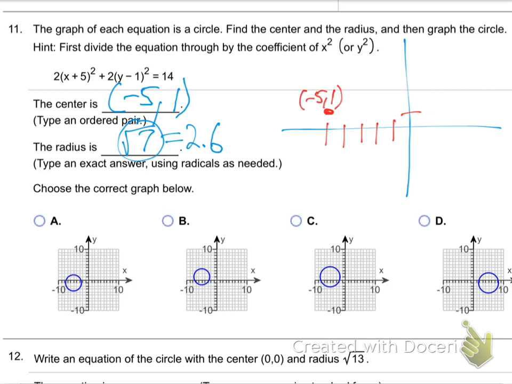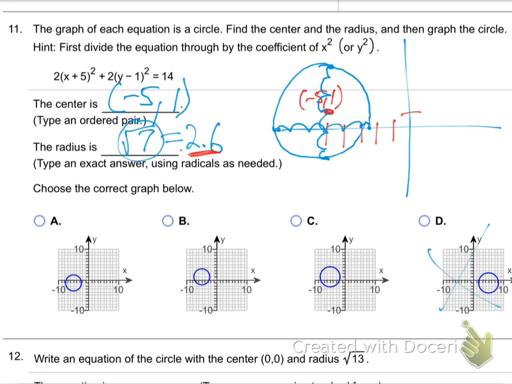So then how far do we go? What's the radius? It's about 2.6. I'm just going to eyeball it the best I can. 2.6. So that would be like 1, 2.5. About like that. 1, 2, and a little more than a half. So it's going to look something like that. Say, which of those looks sort of like that?